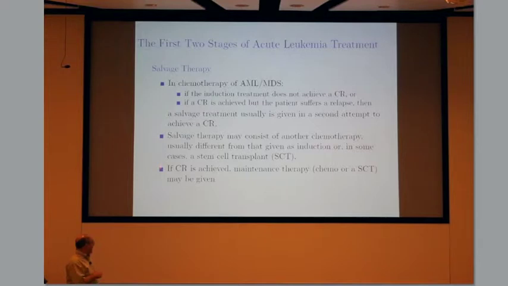Another possibility is that if CR is achieved, you give them more chemo, known as maintenance chemo, to keep them in CR. Although we're not going to be talking about that sort of data, that is done, however.